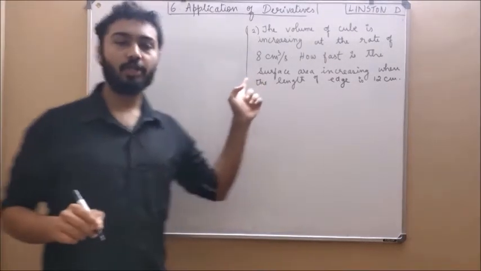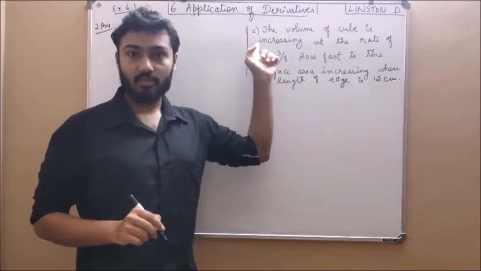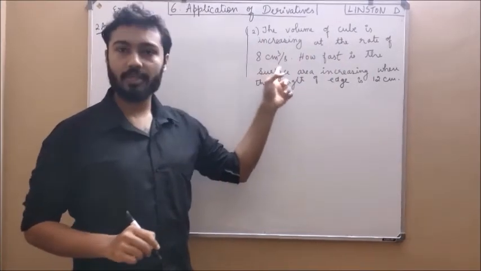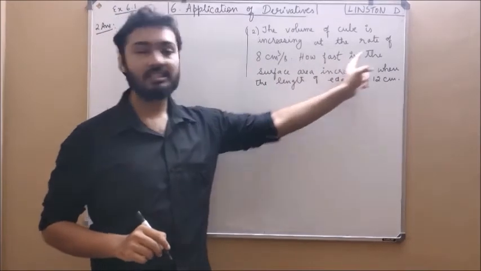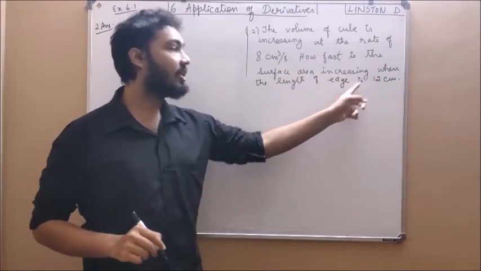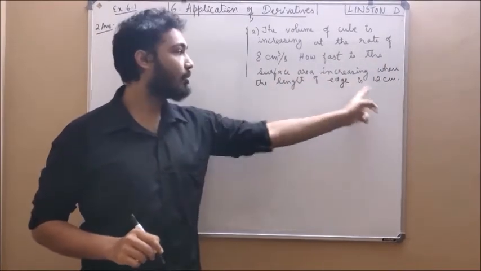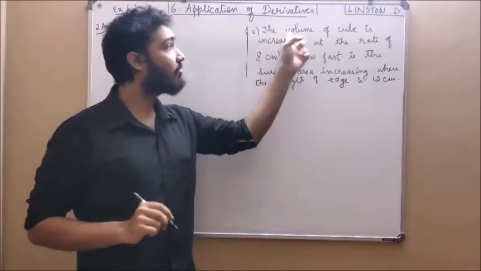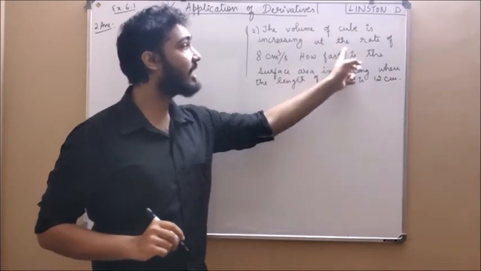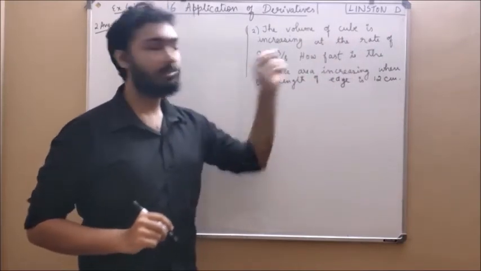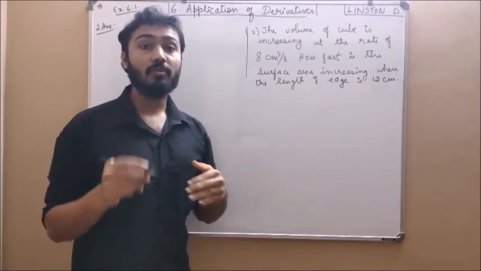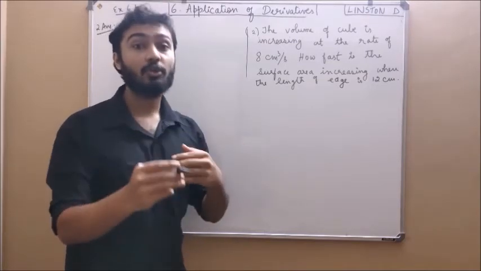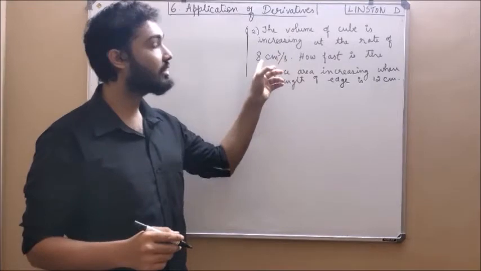Next, exercise 6.1, second question. The volume of a cube is increasing at the rate of 8 centimeter cube per second. How fast is the surface area increasing when the length of the edge is 12 centimeter? Now what all is given? First, they have given that the volume of the cube is increasing at the rate of 8 centimeter cube per second. So the volume of the cube is changing with respect to time.